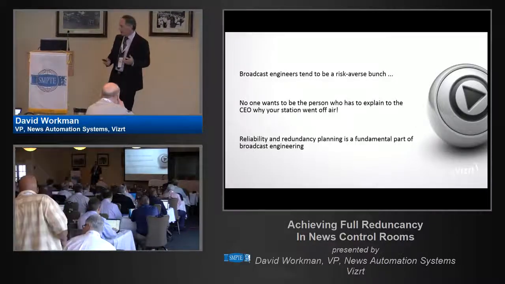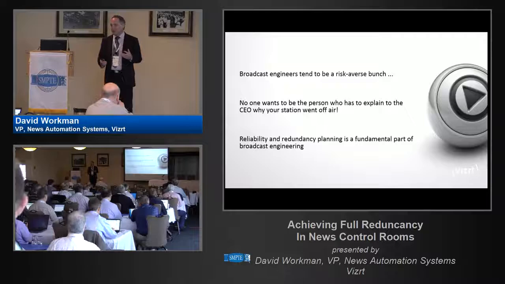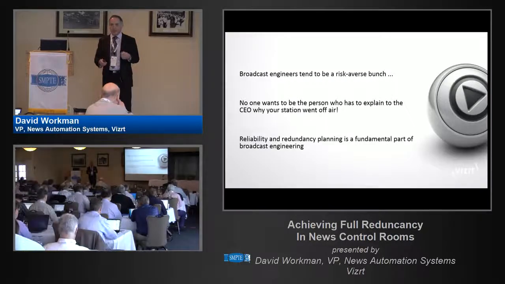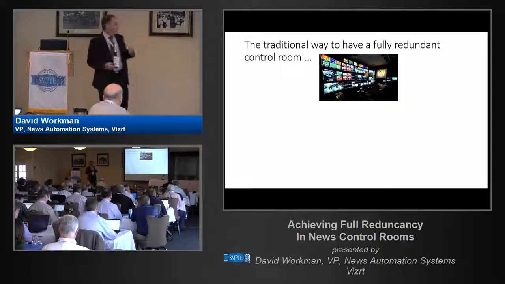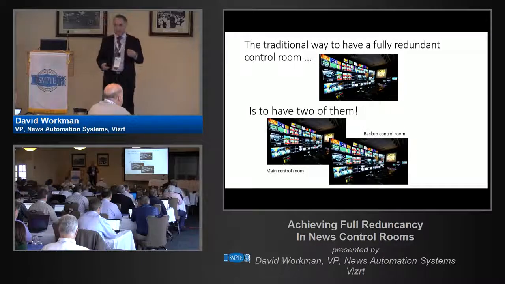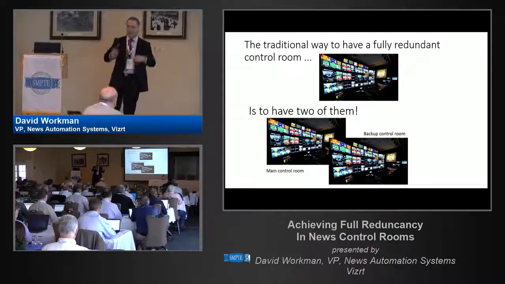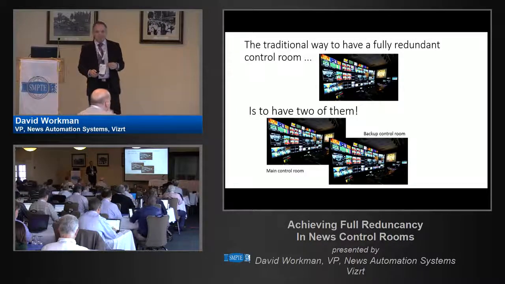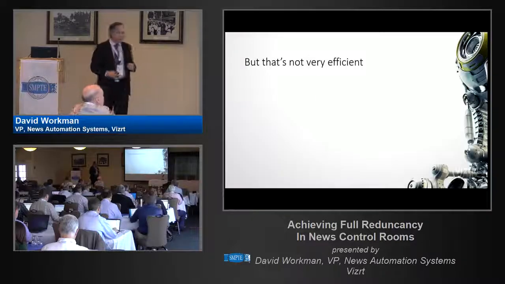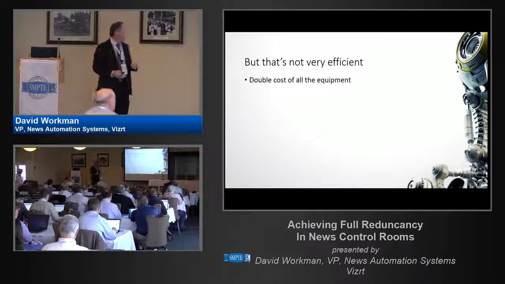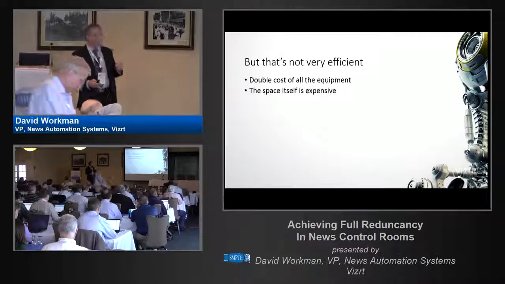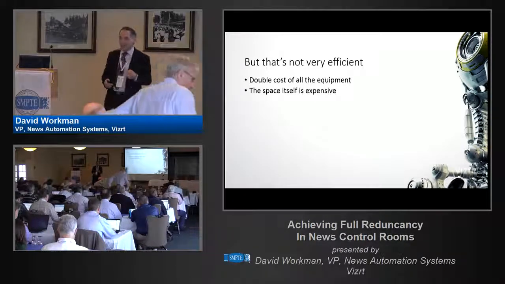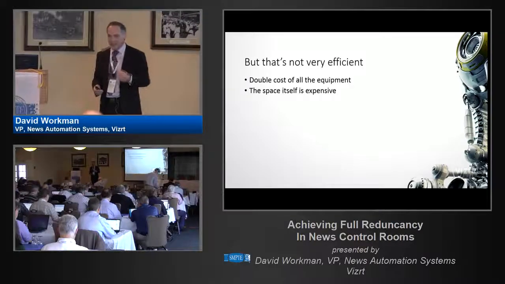So historically, when you looked at how you did redundancy in a control room, the traditional way to do it was to have a fully redundant control room, to have two of them. So you basically built a mirror image of the entire setup. But that's not very efficient. It's double the cost of all the equipment. You have the space itself, which has been getting more and more expensive as time goes on.